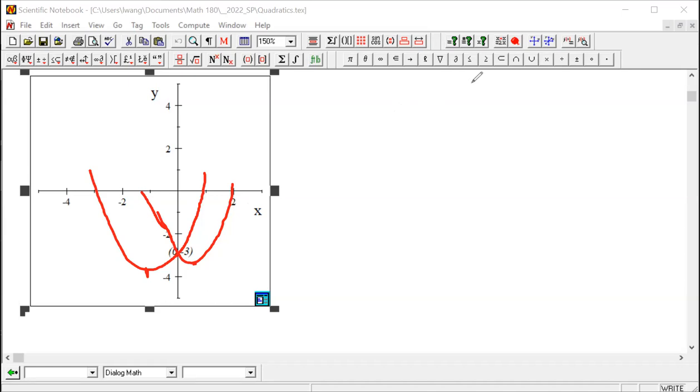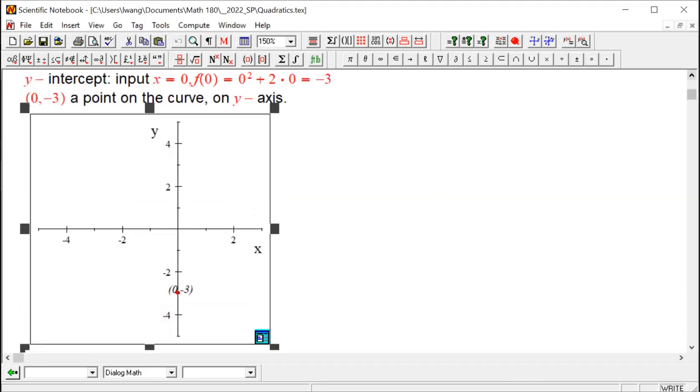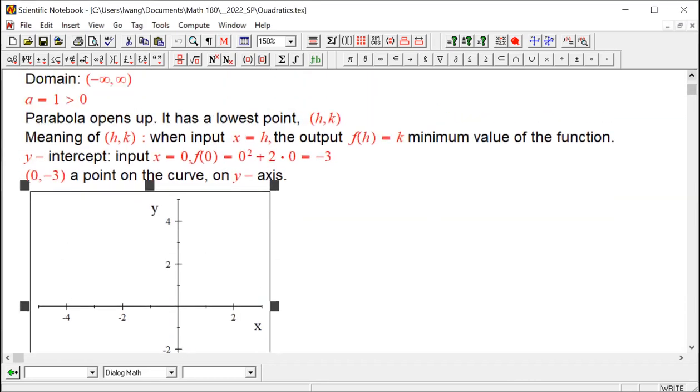That is the Y-intercept. You can see finding the Y-intercept is the easiest thing to do, so we always start with the simplest thing possible. The next step we can do is find another point.